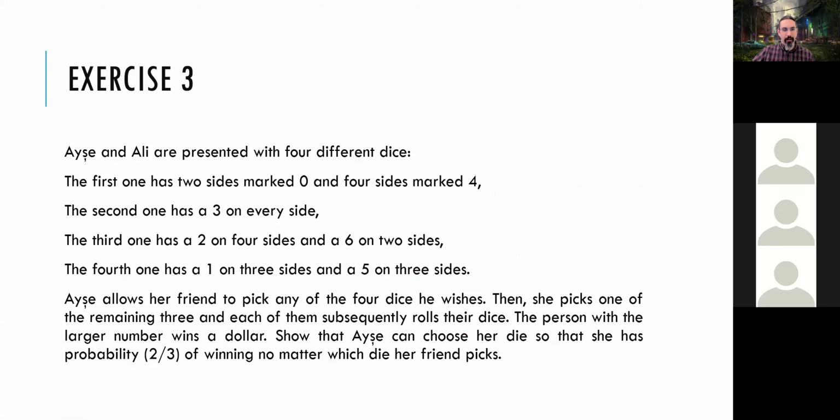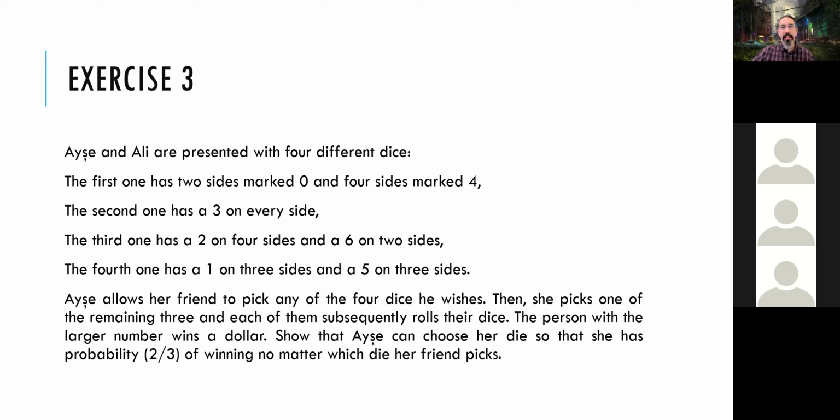Now, this question is a bit tricky, not that complex, but a bit tricky. Ali and Ayşe are presented with 4 different dice. The first one has 2 sides marked 0 and 4 sides marked 4. These dice are not normal. They have different markings. They don't have 1, 2, 3, 4, 5, 6 in all of them. The first one has 2 zeros and 4 fours.